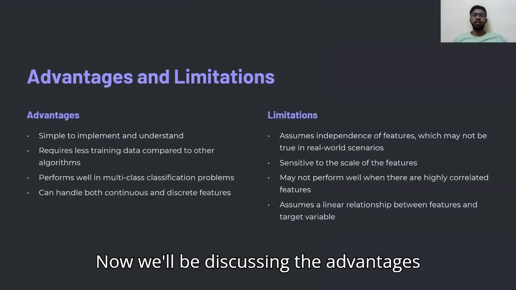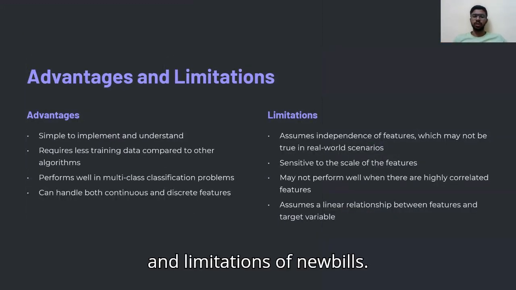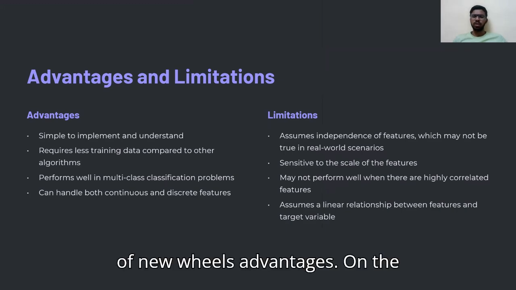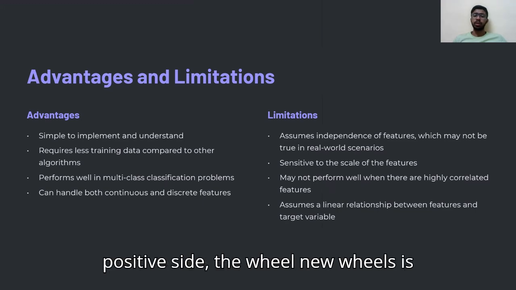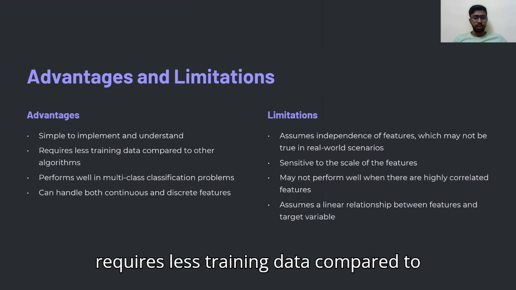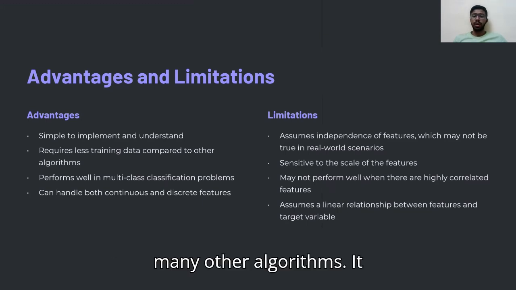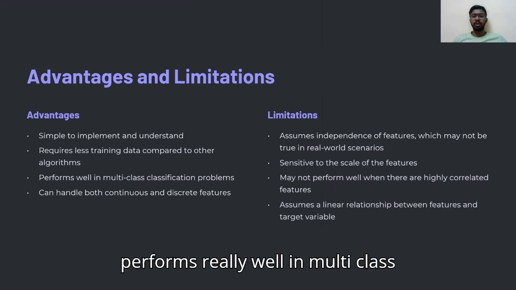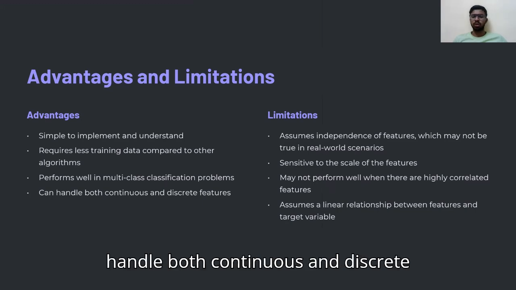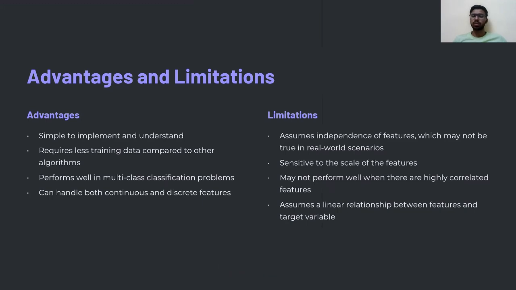Now we'll be discussing the advantages and limitations of Naive Bayes. Let us take a look at the pros and cons. Advantages: on the positive side, Naive Bayes is simple to implement and understand. It requires less training data compared to many other algorithms. It performs really well in multi-class classification problems. Plus, it can handle both continuous and discrete features.